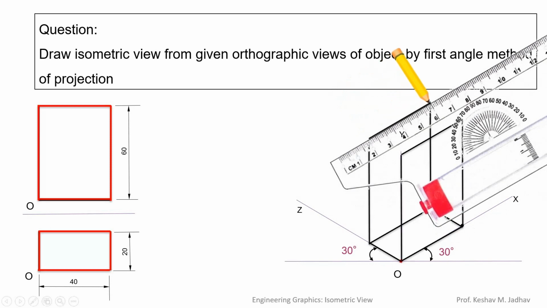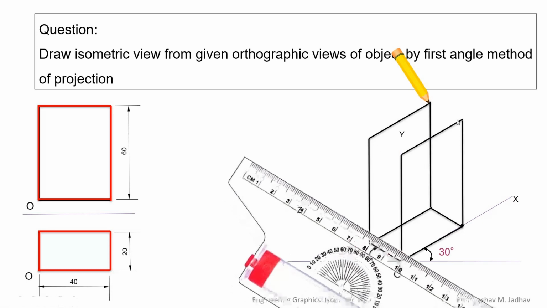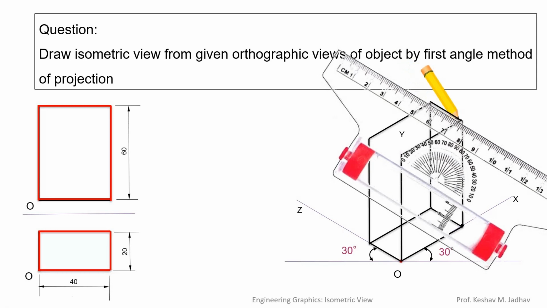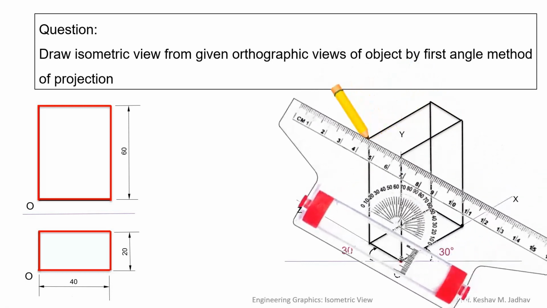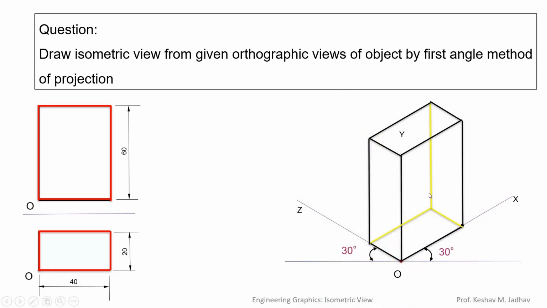Then we have to draw lines at each corner. So we can draw a line at this corner and this corner like this. So always remember, for each corner we have to draw a line. Now here these corners are at the back side of the object, so we can erase these lines. So this will be the final isometric view for the given rectangular block.